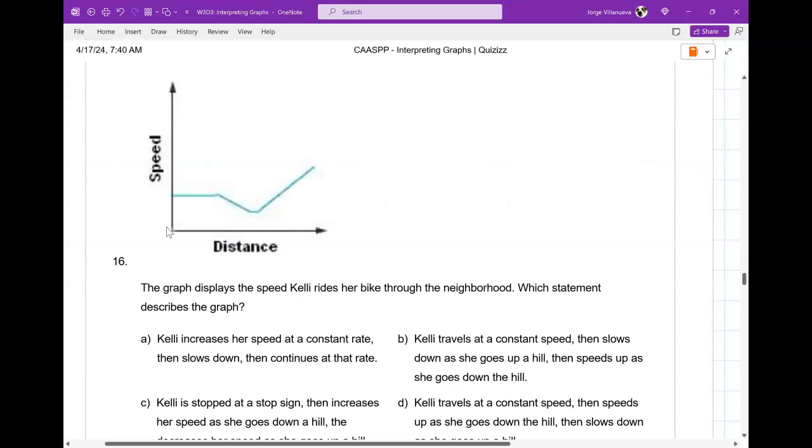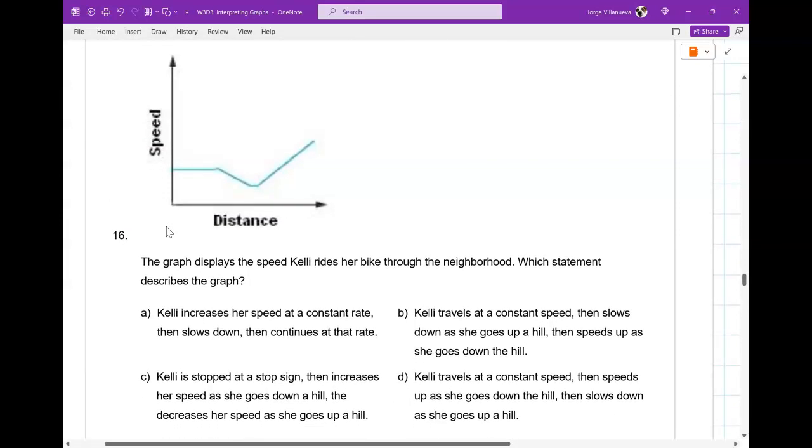Give me a second. Let's check this one out. There's 25 of these, by the way, okay? So that's why I'm not too worried about doing too many of them. Number 16 says the graph displays the speed Callie rides her bike through the neighborhood. Which statement describes the graph?